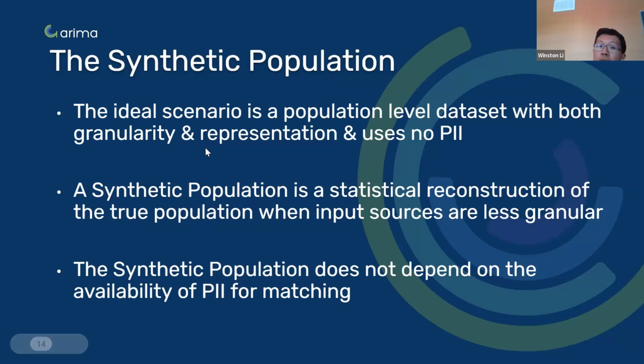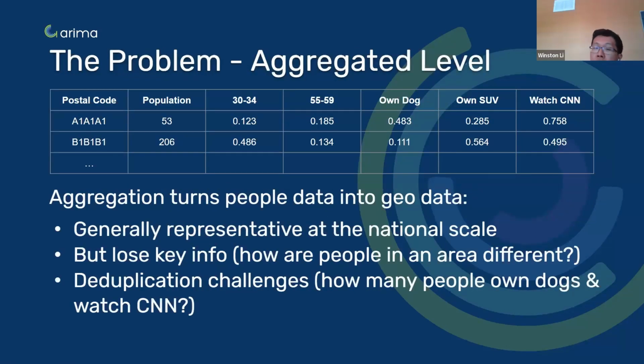So instead, we use a synthetic population. A synthetic population is a statistical reconstruction of the true population. Remember, in this case, the true population is unknown because we cannot sample everybody in the country. We model that when using input data sources that are less granular. So we have less granular data sources like the aggregated view, because this one is safer and is usually more comprehensive. By the way, if you ever looked at the Canadian census, the census is in this format.